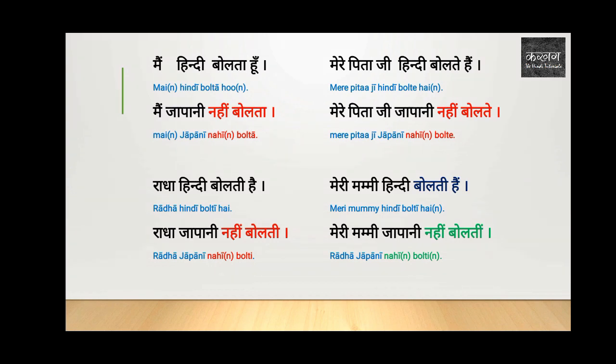Now talking about the plural forms, or we can say the formal forms. मेरे पिताजी हिंदी बोलते हैं. My father speaks Hindi. All of us know that when we want to give more respect to a person, we have to use the plural form. The second is मेरे पिताजी जापानी नहीं बोलते. My father does not speak Japanese. So the only difference again is addition of nahi and removal of the auxiliary verb hain.